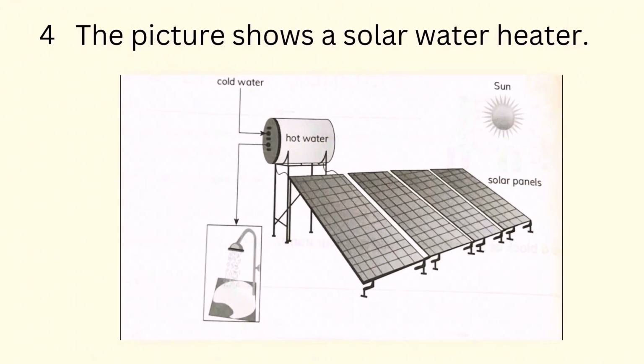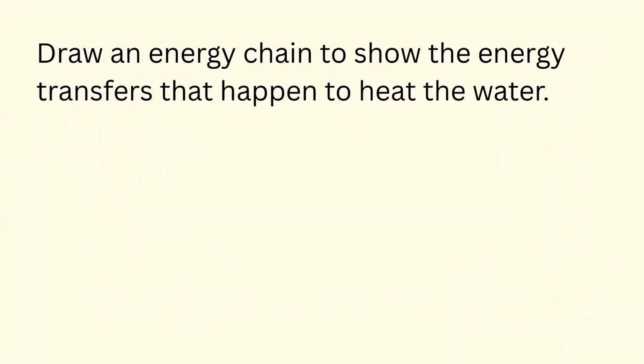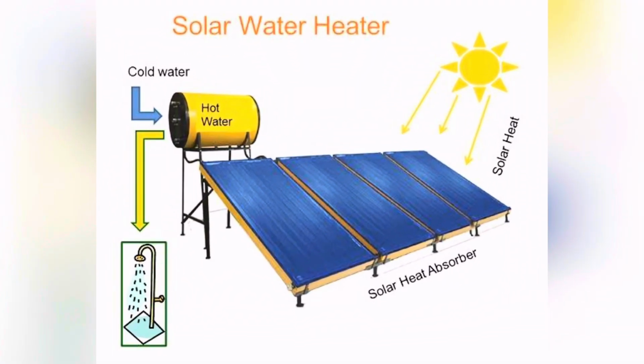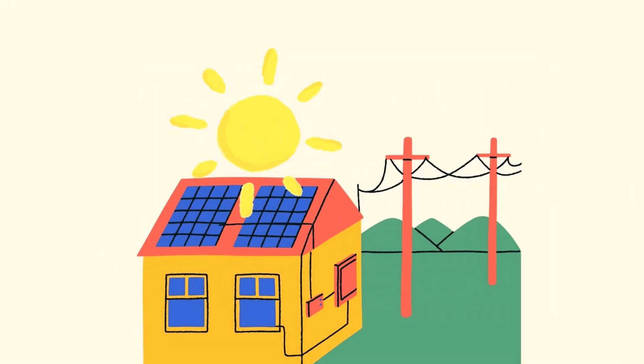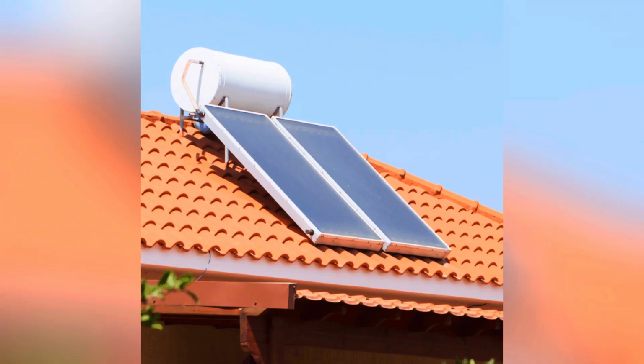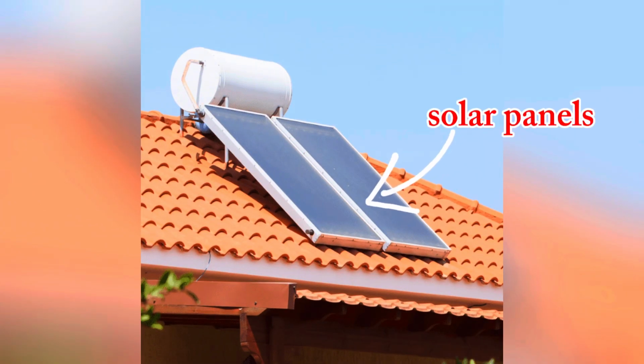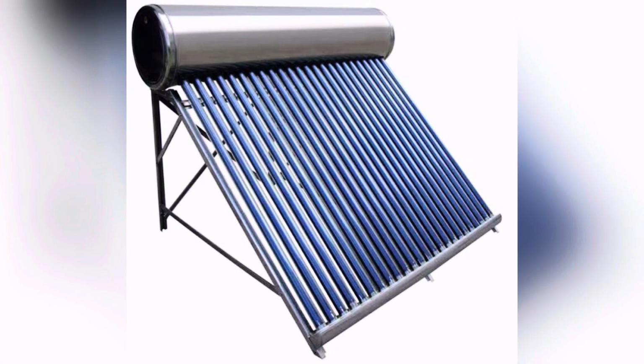Question number 4. The picture shows a solar water heater. Draw an energy chain to show the energy transfers that happen to heat the water. So, before we can write the energy chain, you have to know how the solar water heater works. So let me explain how it works. A solar water heater works by using the sun's energy to heat water. The system consists of two main parts: solar panels, also called collectors, and a storage tank. The solar panels are usually flat, dark-colored panels mounted on a roof where they can absorb sunlight. The panels contain pipes or tubes filled with water or a special heat transfer fluid.